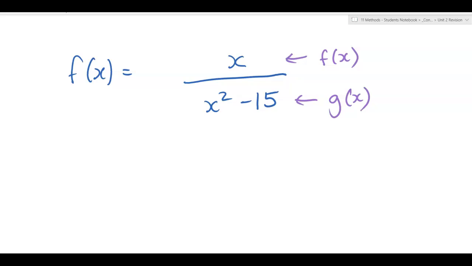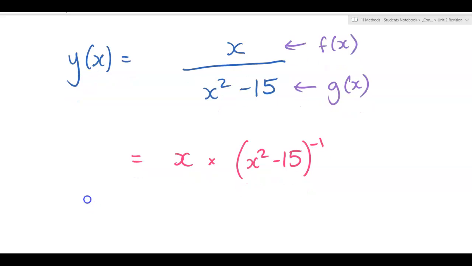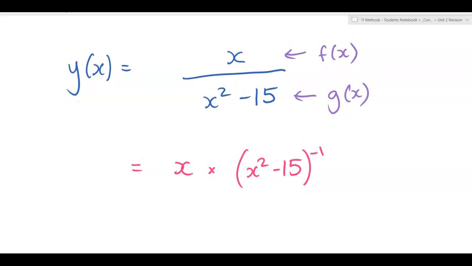Okay, so the question is, can I use the chain rule on this? Thoughts? Can I do the chain rule? Okay, let's manipulate it so that we bring g of x up to the top. So let's rearrange it. Sorry, I'm not liking that I've got 2 f of x's here. Let's call this y of x. So let's rearrange it. We've got x times x squared minus 15 to the power of -1. Is everyone okay with how I've gone from blue to pink? I've brought the denominator up to a negative power.